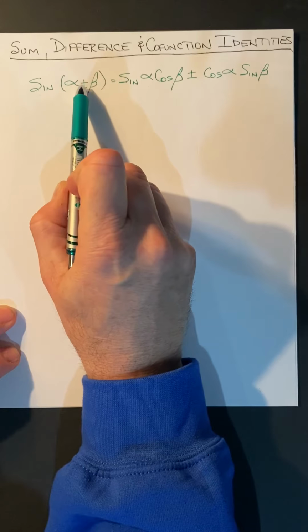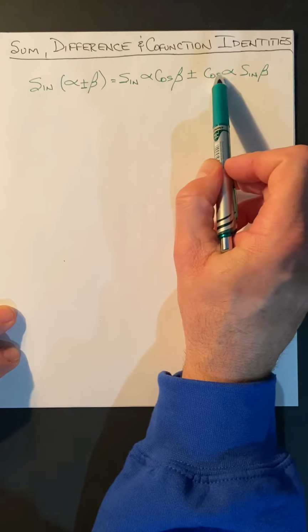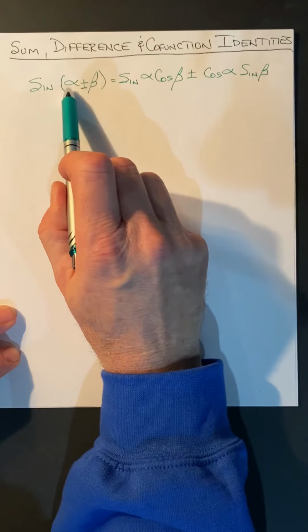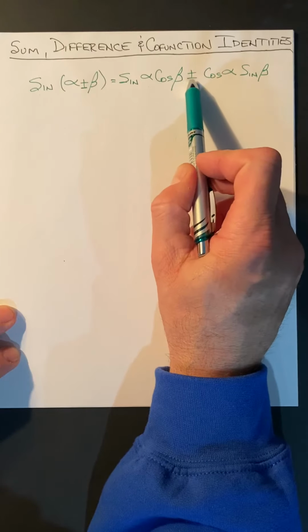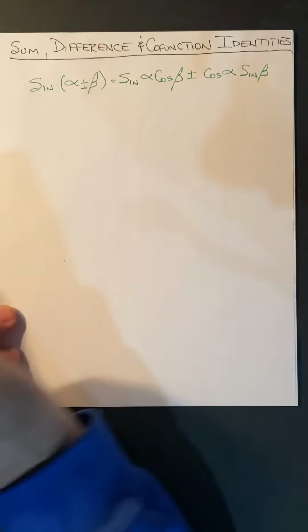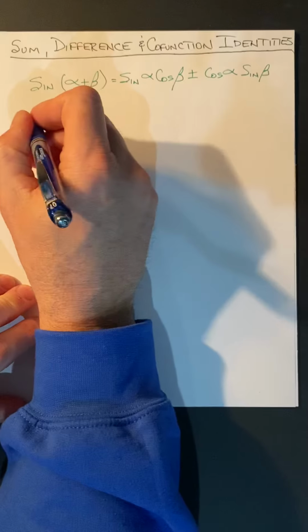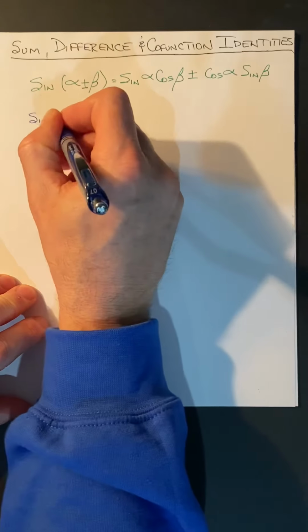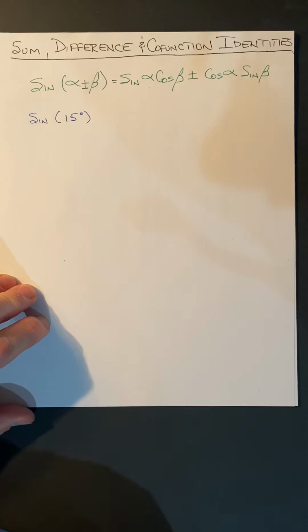So if I have alpha plus beta, it's this product plus this product. If it's alpha minus beta, it's still this product, but now it's minus this product, okay? So how would you use that? Well, let's say, for example, I need the sine of maybe 15 degrees, okay? I can't go to the unit circle and come up with a value for that.